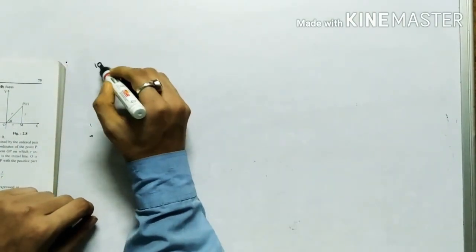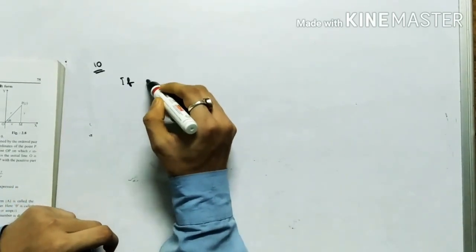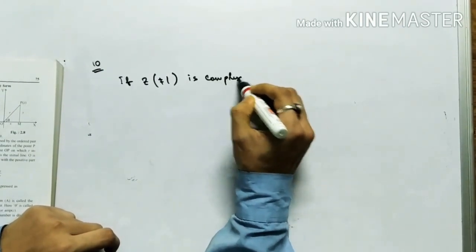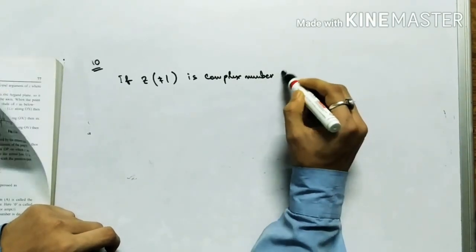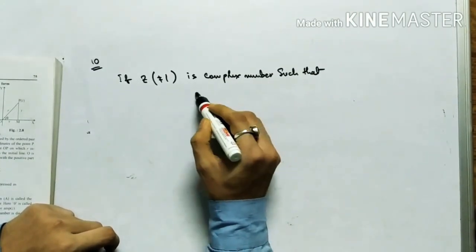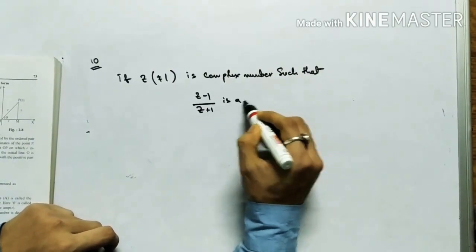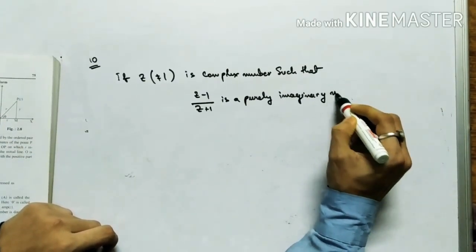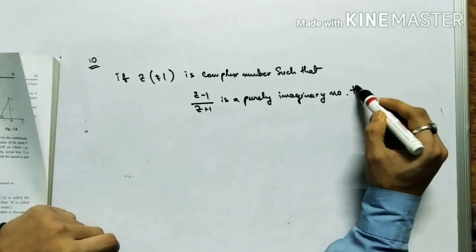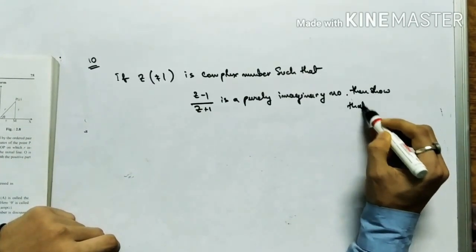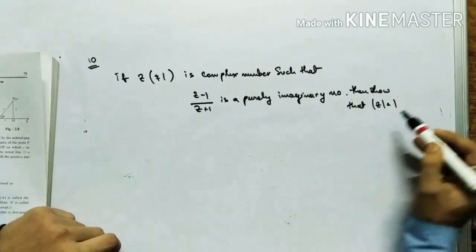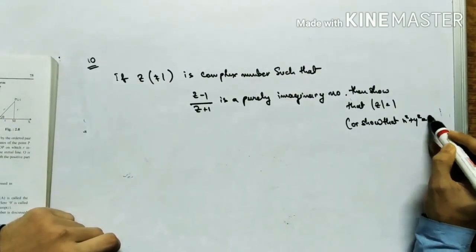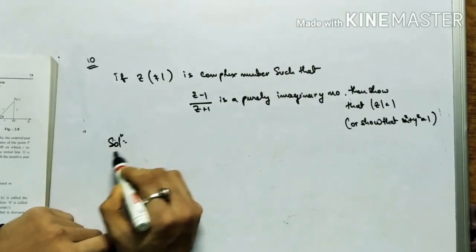So next you see number 10. If z not equal to 1 is a complex number such that (z minus 1)/(z plus 1) is a purely imaginary number, then show that modulus of z is equal to 1, or show that x square plus y square is equal to 1.